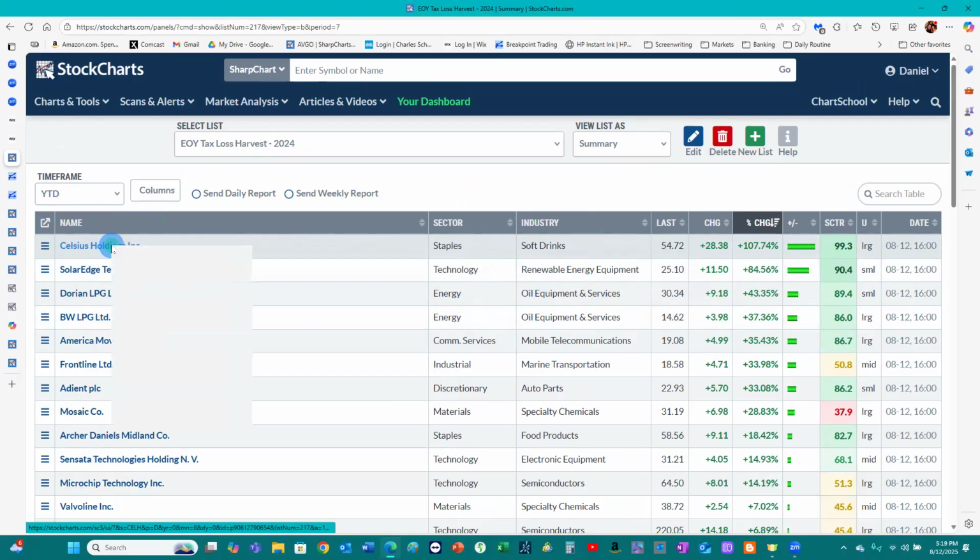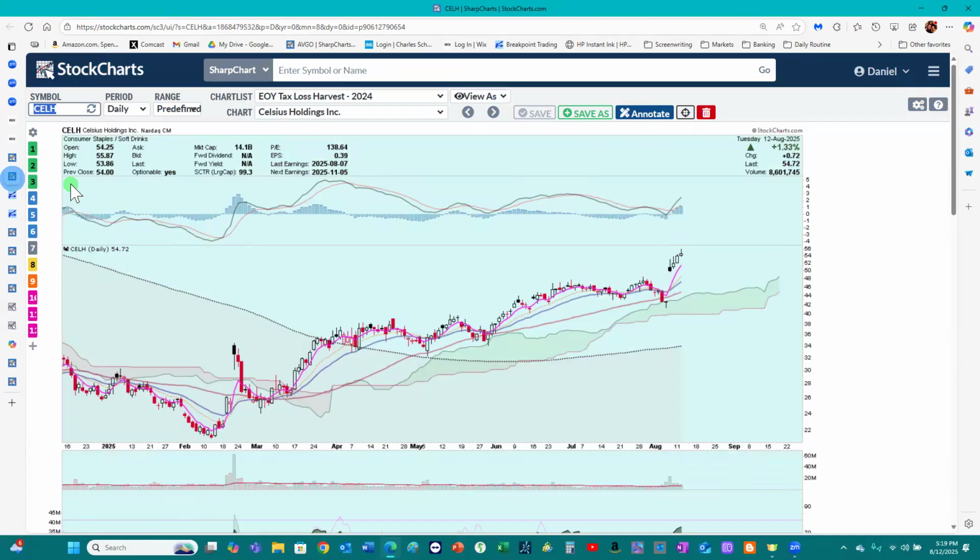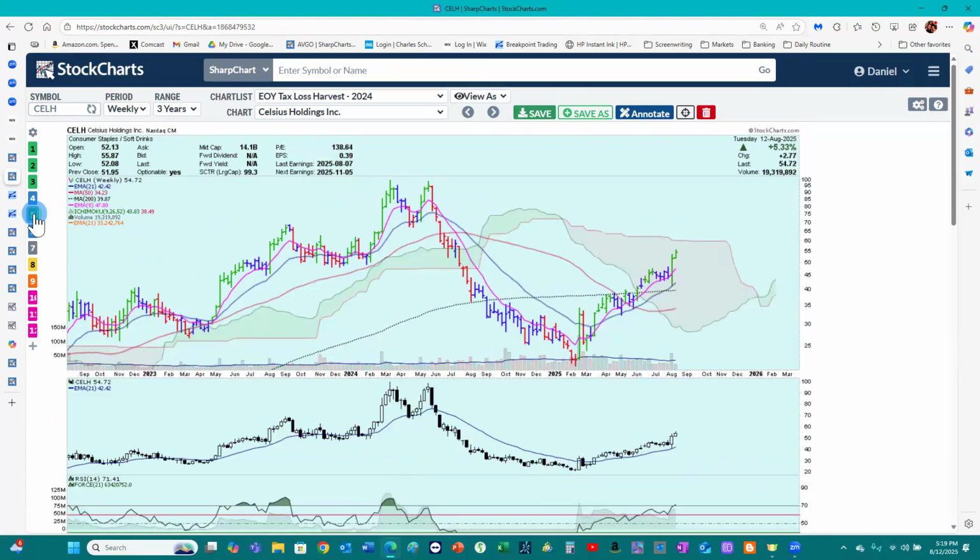So Celsius Holdings, I'm going to look at this in a weekly chart because it sends me back 2 years. So this is what it looks like right now. So my number 5 favorite is a weekly. So this was 2024.